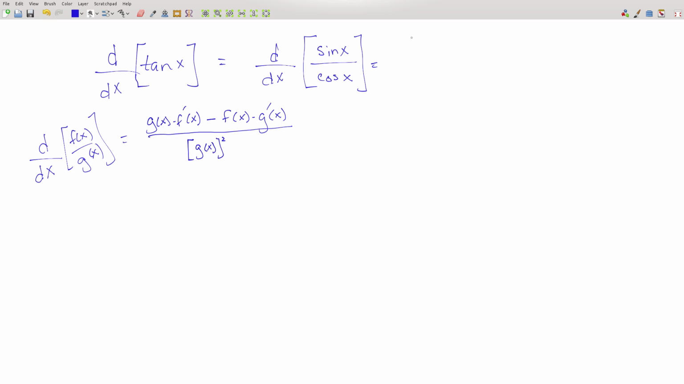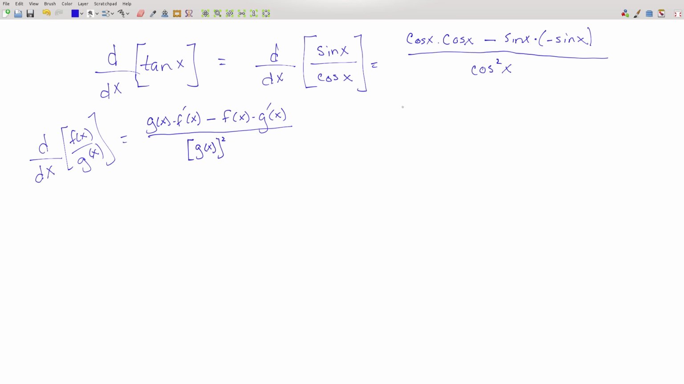The quotient rule says we multiply the bottom, the cosine of x, times the derivative of the top. What is the derivative of the sine of x? The derivative of the sine of x is the cosine of x, minus the top, which is the sine of x, times the derivative of the bottom. The derivative of the cosine of x is a negative sine of x. And this whole thing is then divided by the denominator squared, which is the cosine squared x.